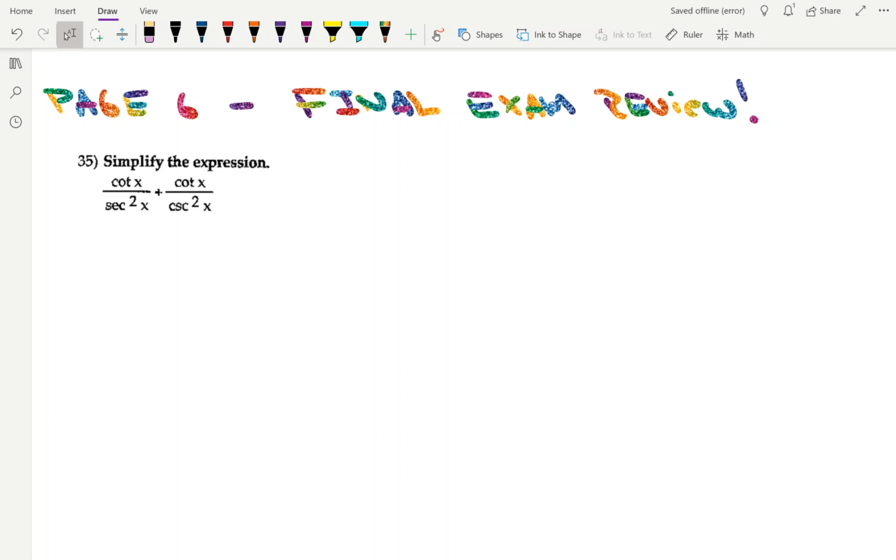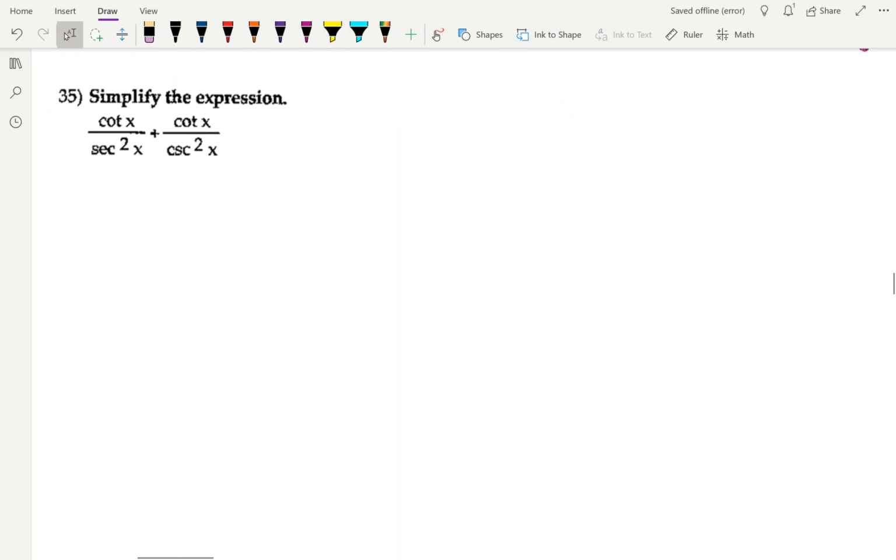Okay, welcome to your final exam review, page 6. Number 35. Okay, here we go. The rule with these things is if you don't know what to do, change everything into cosines and sines. So cotangent can be written as cosine over sine.